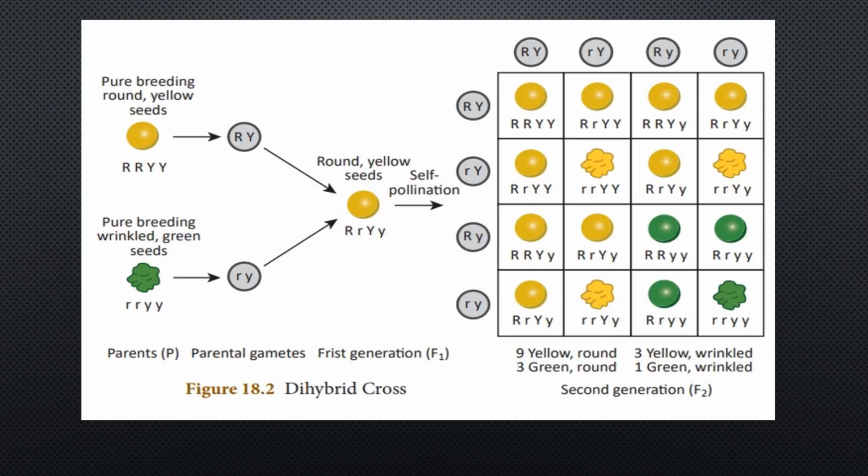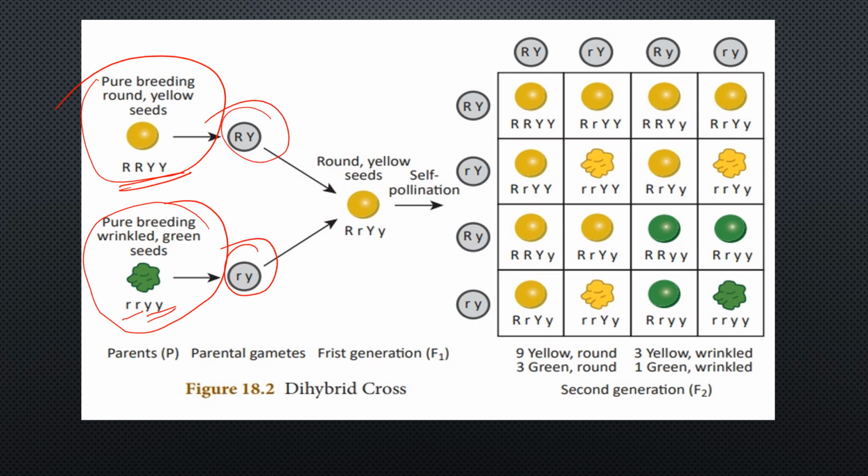So here we come to the dihybrid cross. Here, as per Mendel, we are taking pure breeding plants, that is pure breeding yellow and round seeds, RRYY, and pure breeding wrinkled and green seeds, small rr small yy. Now the gametes are RY and ry from these two parents. Now in the F1 progeny, the first filial generation, we are getting all round and yellow seeds.